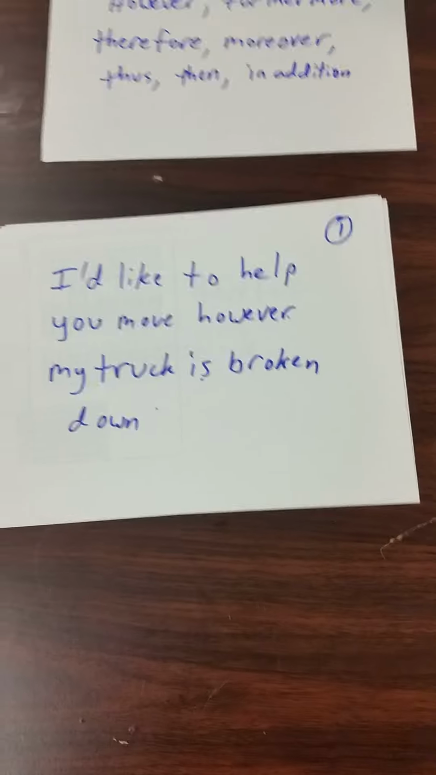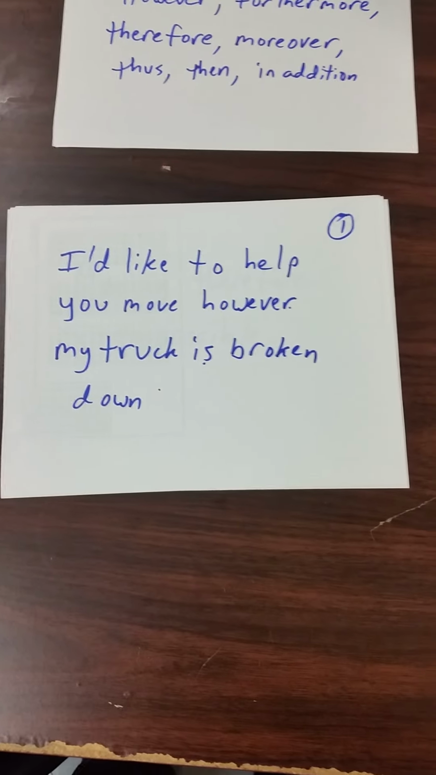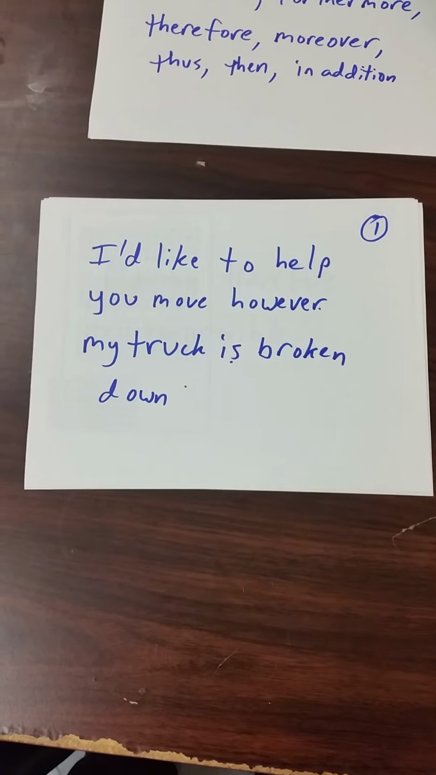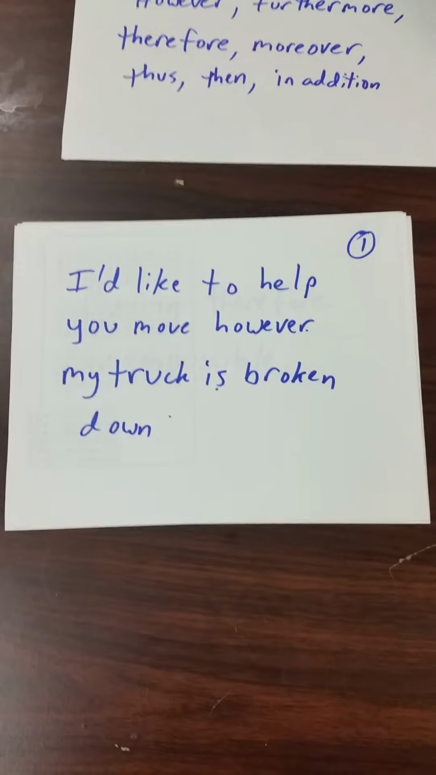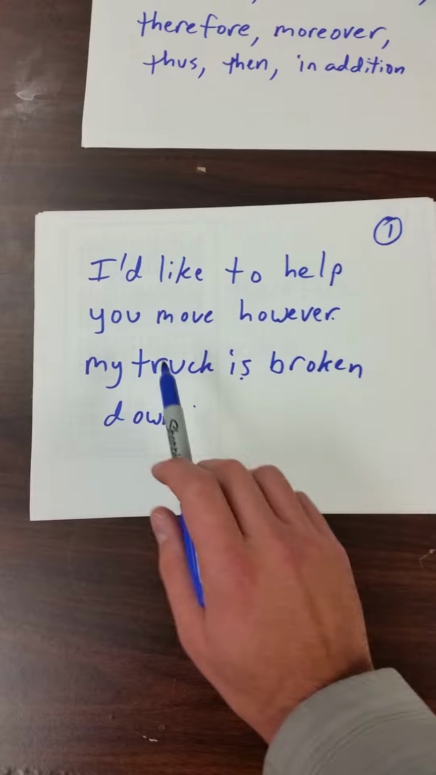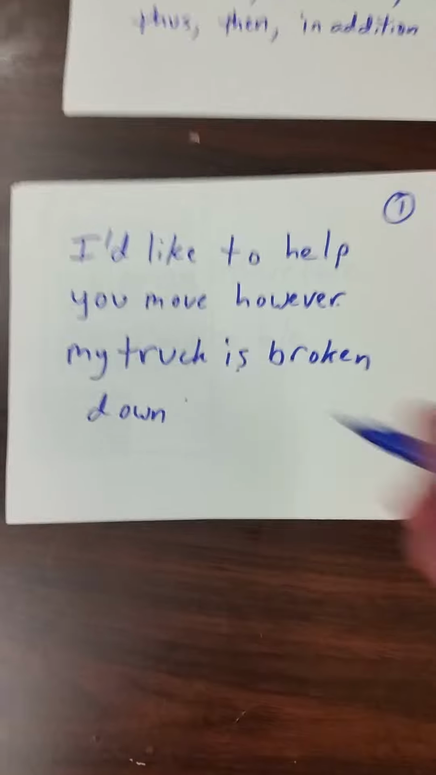So we have a sentence that says, I'd like to help you move, however, my truck is broken down. So what we notice first about this sentence is that we actually do have two independent clauses. I'd like to help you move is one independent clause that can stand alone. And then we have another one, which is my truck is broken down. Again, that can stand alone, so we have two independent clauses.